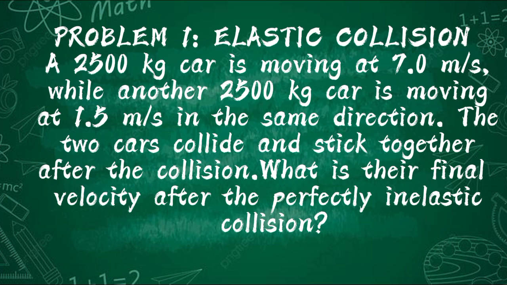A 2,500 kilogram car is moving at 7.0 meters per second, while another 2,500 kilogram car is moving at 1.5 meters per second in the same direction. The two cars collide and stick together after the collision. What is their final velocity after the perfectly inelastic collision?